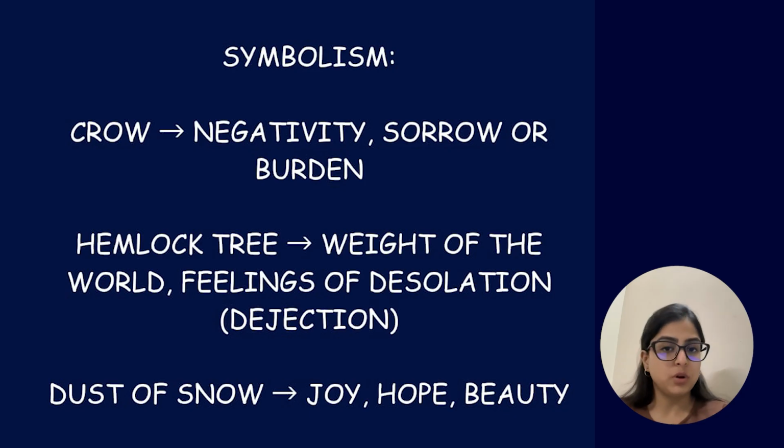And lastly, we talk of symbolism in the poem. So there are three things, as I mentioned earlier: crow, hemlock tree, and dust of snow. The crow is a symbol of negativity, it's a symbol of sorrow or bad omen, or you can also use the word inauspicious. It's considered unlucky or somewhat of a burden. Then second is the hemlock tree. The hemlock tree signifies the weight of the world, the heaviness, the bondage, and the feeling of dejection, being extremely upset and isolated and living in solitude. Because as I said, it's a poisonous tree, nobody really likes to associate with it. And in contrast, the dust of snow is a symbol of joy, of hope, of beauty, of serenity.